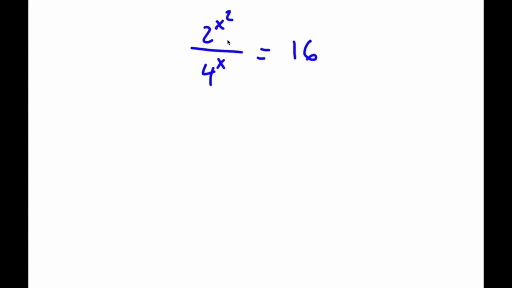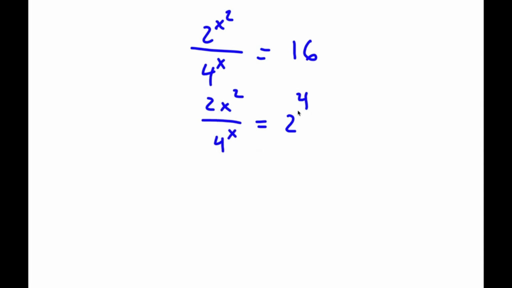So I have 2 to the power of x squared over 4 to the power of x is equal to 16. Now 16 here, this is equal to 2 to the power of 4. So now I have 2 to the power of x squared over 4 to the power of x is equal to 2 to the power of 4.